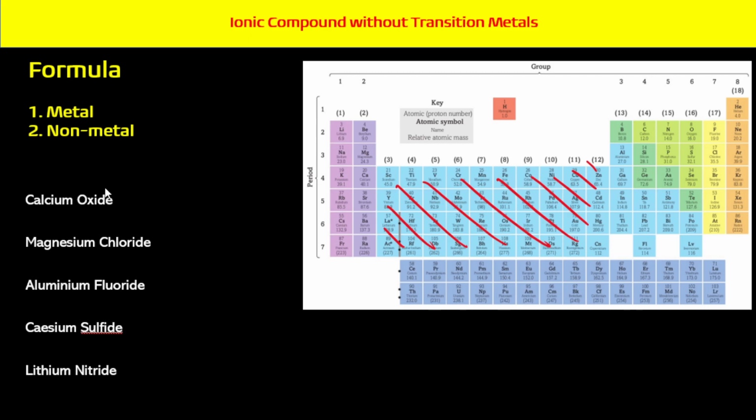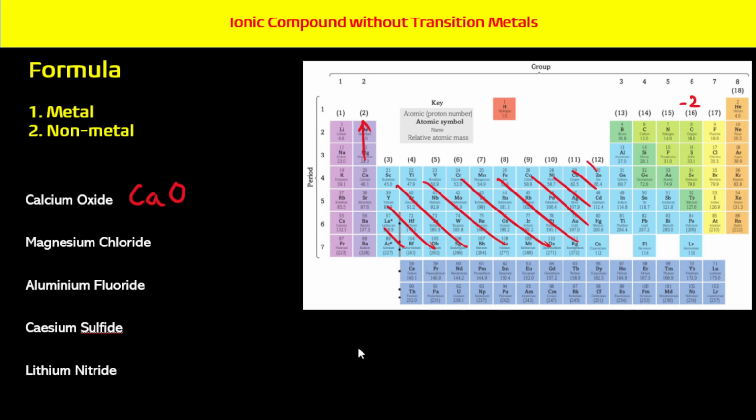If we see calcium oxide, calcium is Ca, and it has a charge of 2+ because it is in group 2. And oxygen is in group 6, so it has a charge of 2-, so this is O2-. Now you do not need to multiply anything, because it's already balanced, so it is simply CaO. For magnesium chloride, let's take a look at this.